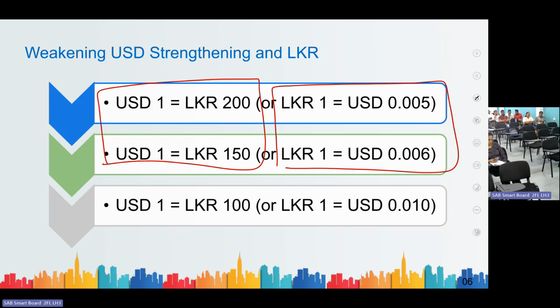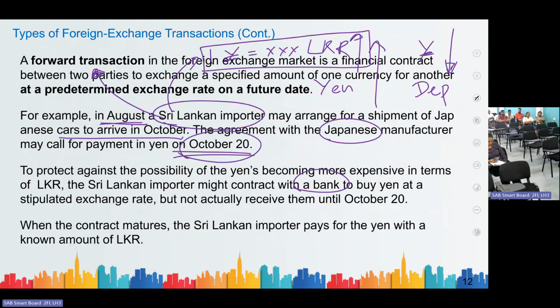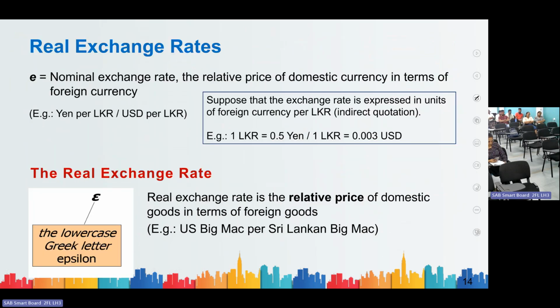Real exchange rate is a different concept. It measures the purchasing power of one currency in terms of another currency. So E stands for the nominal exchange rate, and epsilon stands for the real exchange rate.